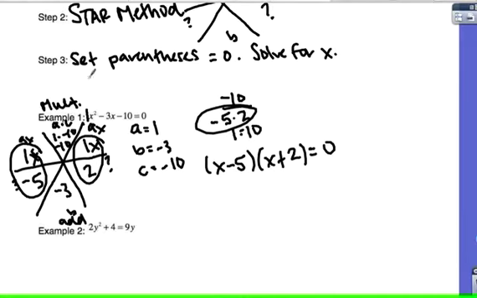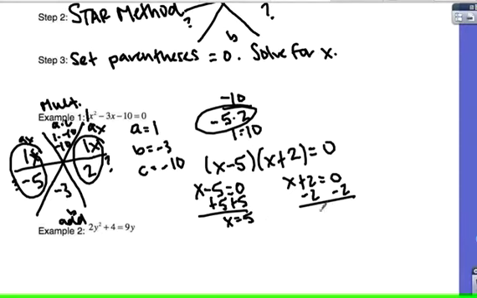At this point, we're at step 3, which is to set the parentheses equal to 0. So what we're going to do is split up the parentheses now. So we'll have x minus 5 equals 0 and x plus 2 equals 0. So now we want to solve for x. So that means add 5 to both sides on this one. So we end up with x equals 5. Subtract 2 from both sides on this one. So we end up with x equals negative 2. So our 2 answers are x equals 5 or x equals negative 2.